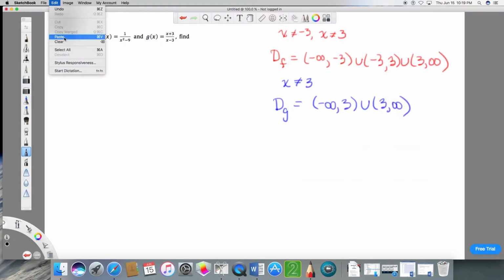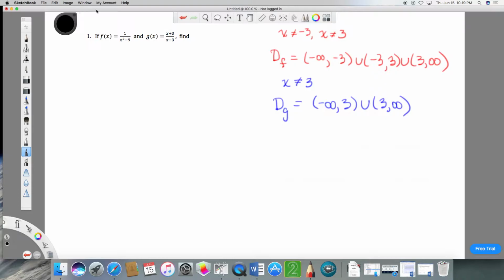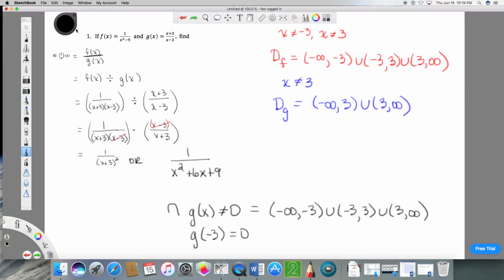So in part C, you know what? I'm going to undo the thing that I just erased. Hopefully it'll undo it. Yeah. When I look at B and I look at C, they're reciprocals of each other. F divided by G and G divided by F are reciprocals of each other. So it's very easy for me to get the answer for part C by using my answer from part B.